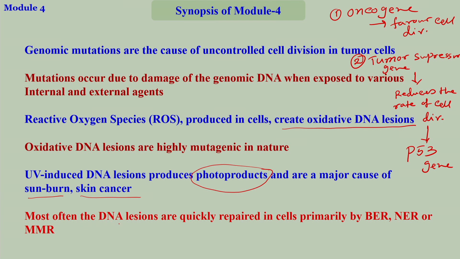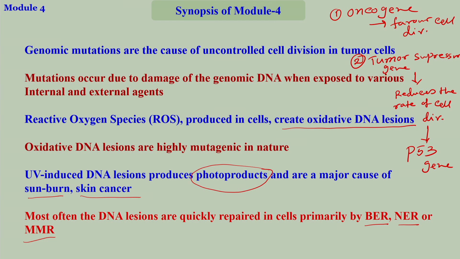Most often the DNA lesions are quickly repaired, as we have seen in cells, primarily by base excision repair, nucleotide excision repair, or the mismatch repair process. Along with, of course, one additional one that I have added, the photolyase, which is mostly for plants as well as some of the lower organisms. They have this kind of repair system which requires visible light to do the reversible cycloreversion process.